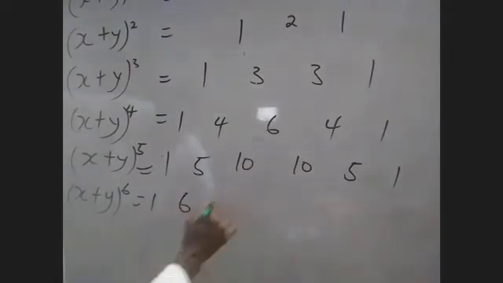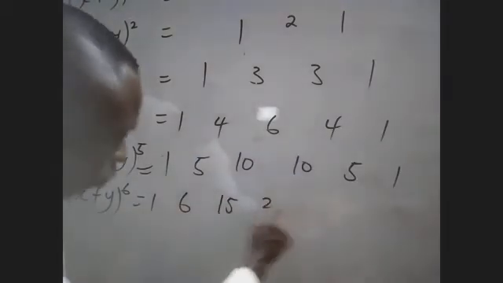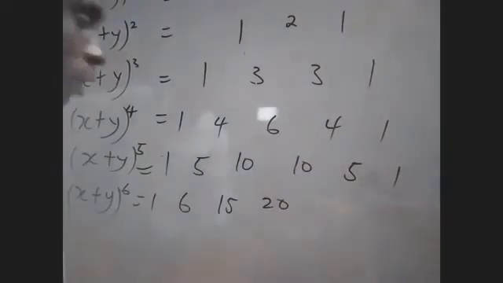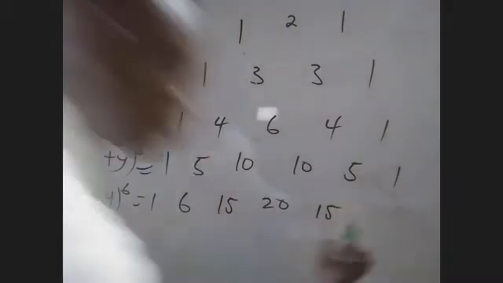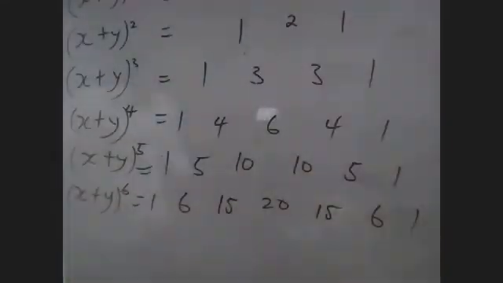Then you have 5 plus 10 to give you 15. 10 plus 10 to give you 20. 10 plus 5 again gives you 15. Then you have 5 plus 1 gives you 6. And the last one must be what? 1. So with that, you can get the expansion.